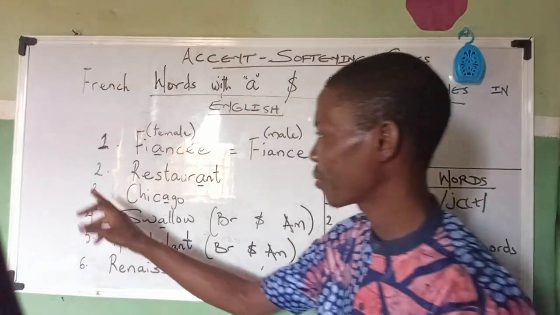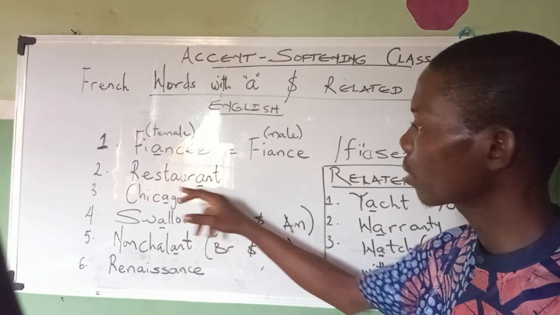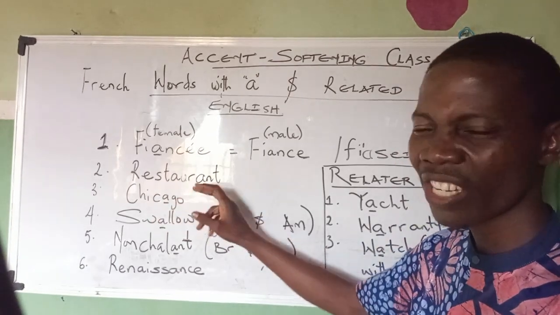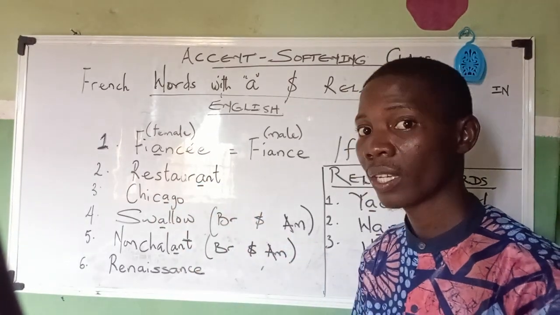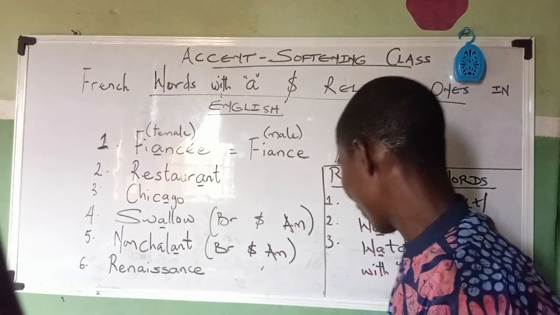So let's go to number two. The word we have here is restaurant. Instead of saying rant, it's ront. Restaurant.